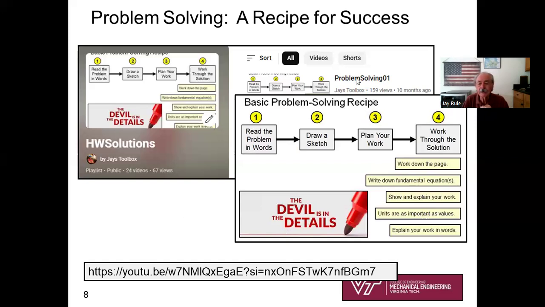And if you would like to get a little more, and I'm trying to see how long this takes, my memory is it's about 25 to 30 minutes where I do more talking about this recipe. I give some example problems of working through this recipe. If you go to my YouTube channel, look at homework solutions, the very top video is going to be Problem Solving 01. And I encourage you to have a look when you've got a little time early in the semester. Just browse through this video. It might help you as you develop your own style of problem solving.